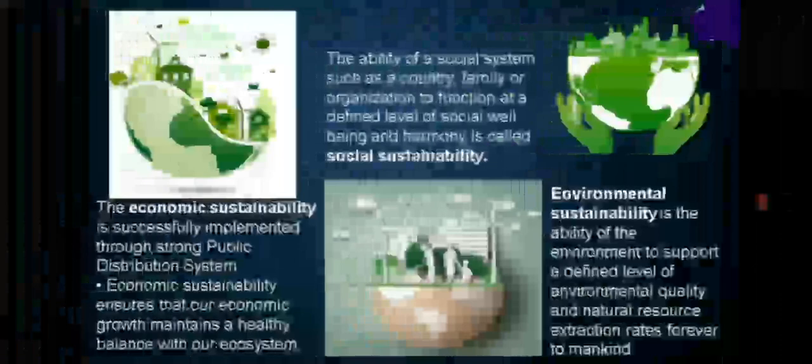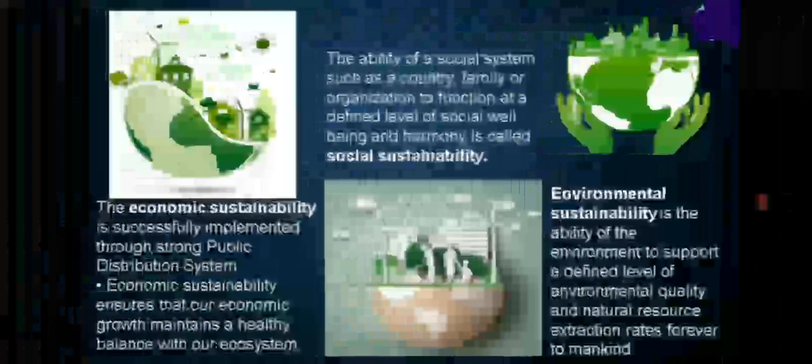Social sustainability, economic sustainability, environmental sustainability. Social sustainability means the ability of social systems such as a country, family, or organization to function at a defined level of social well-being and harmony. Problems like war, endemic poverty, widespread injustice, and a low education rate are symptoms of a socially unsustainable system. Economic sustainability: the people and earth consume far more than their fair share.